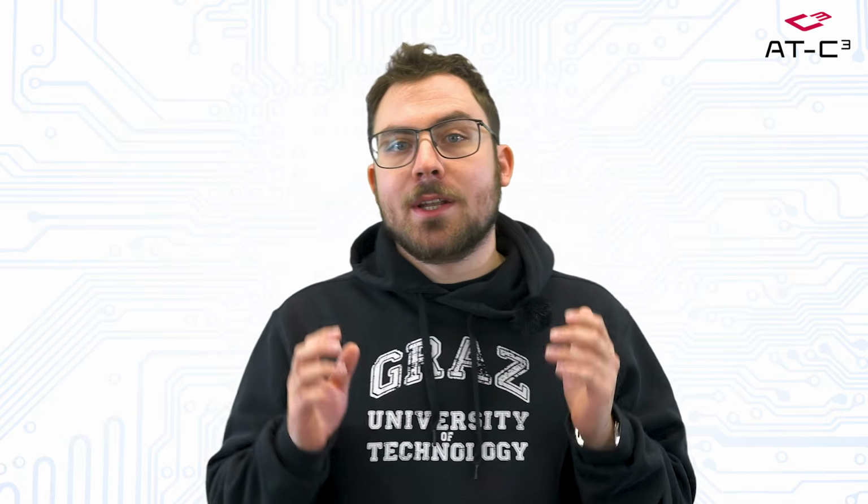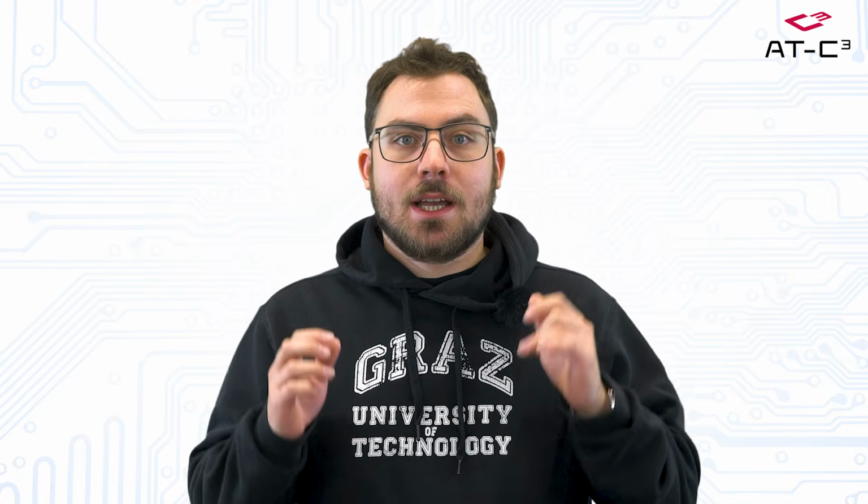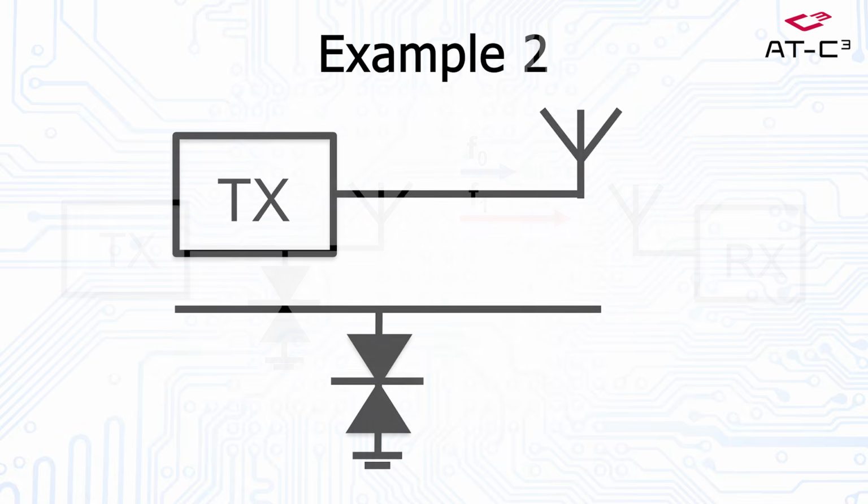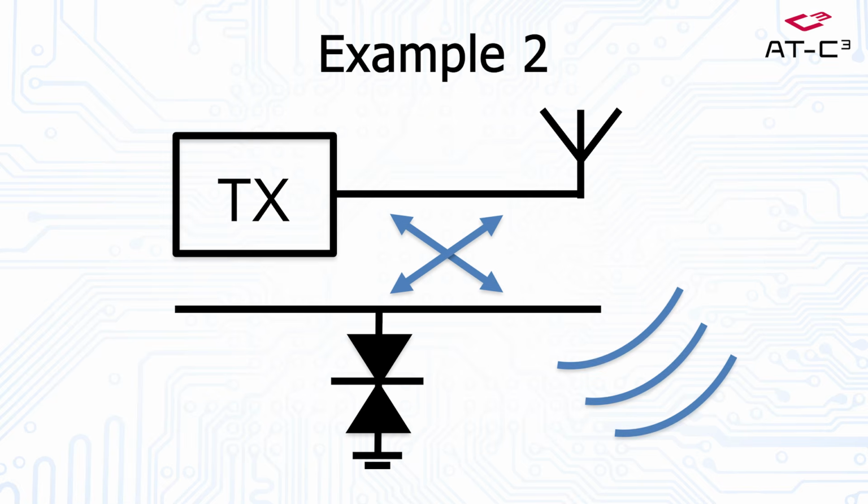How can these harmonics cause system problems? I have two examples. I have a system with a signal generator Tx and an antenna and a DBS diode in between, which is an ESD protection device. When we send an RF signal from Tx to our antenna, the signal interacts with the DBS diode and generates harmonics. These harmonics are then radiated by the antenna. The nonlinearity does not have to be in the signal path. It can also be coupled into the signal path.